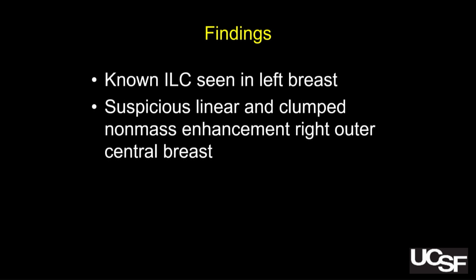Sometimes I test myself that way. I don't immediately check where the primary is. I just look at it overall, try to look at it blinded and see if I can figure out what's what. And then, of course, I'll go back and find the clip, match it up, and look through all the prior imaging. So there's suspicious linear and clumped non-mass enhancement in the right outer central breast.